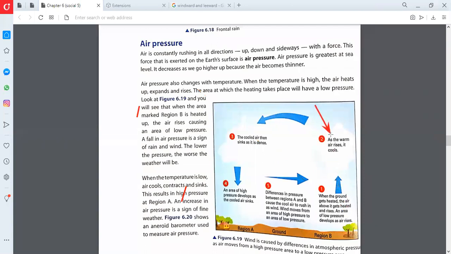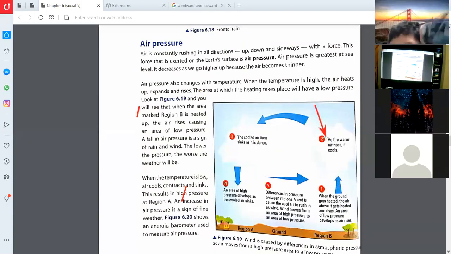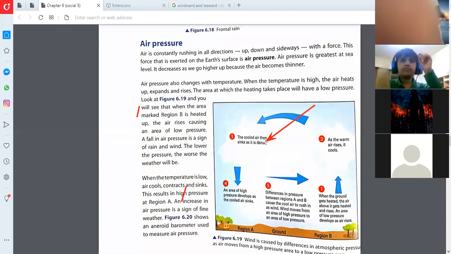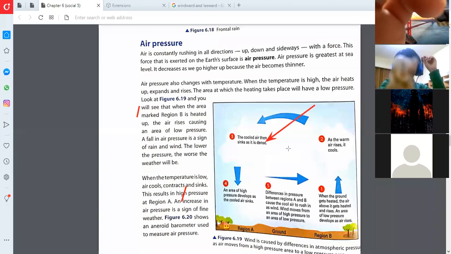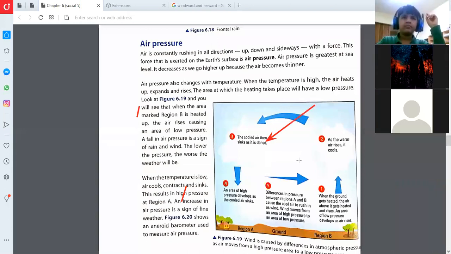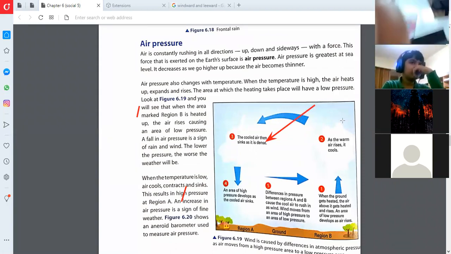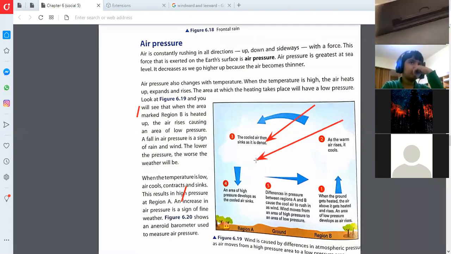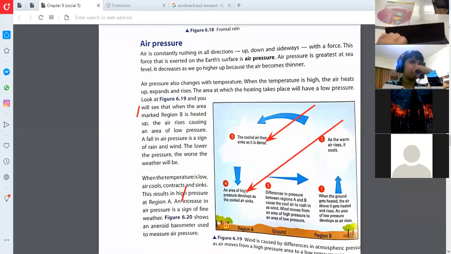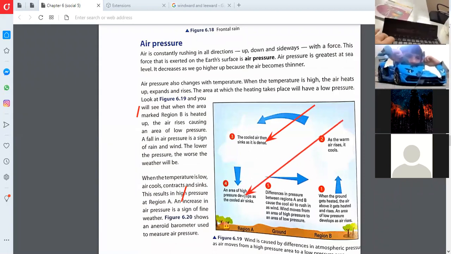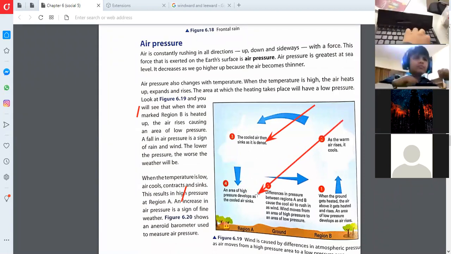What happens? As the warm air rises, it cools. At the height it reaches, it becomes cooled down. The cooled air then sinks as it is dense. Now the condensation process starts. For example, the warm air goes upward, and when it goes upward it cools down, and when it is cooled down it becomes dense. The condensation starts. An area of high pressure develops as the cooled air sinks. When the cooled air sinks in, the area of high pressure is there.